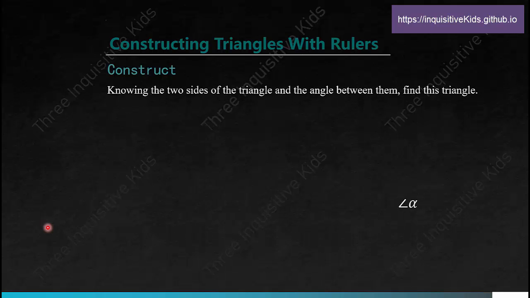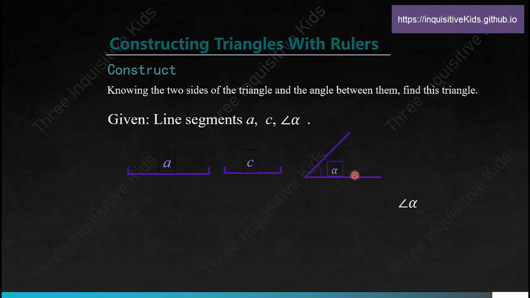Constructing triangles with rulers. Knowing the two sides of the triangle and the angle between them, find this triangle. Given line segments A, C, and angle A. So what I want you to do is create a triangle out of line segment A, line segment C, and angle A. Actually, angle alpha. That's a Greek letter over there.